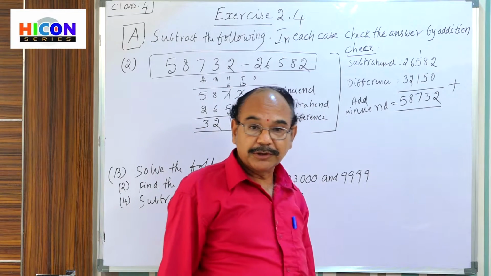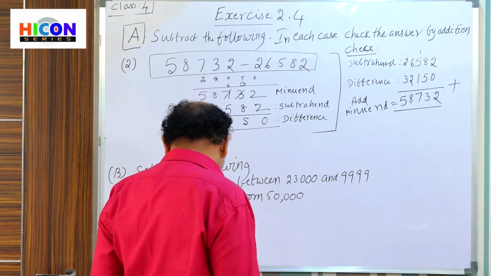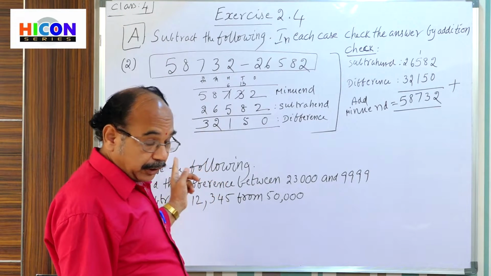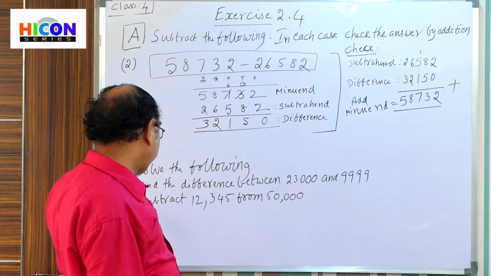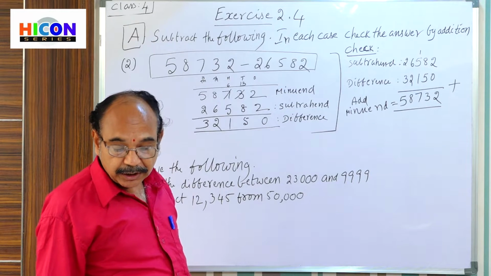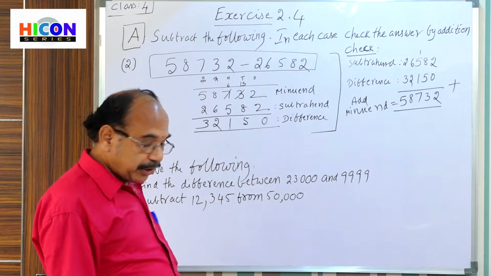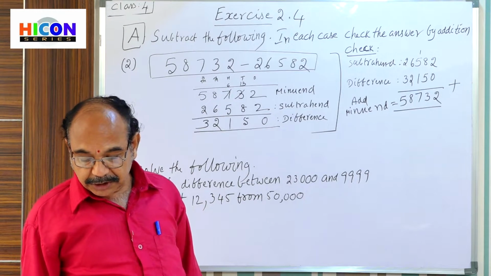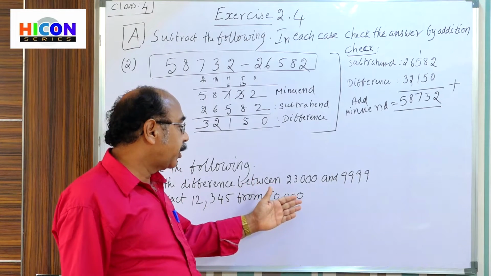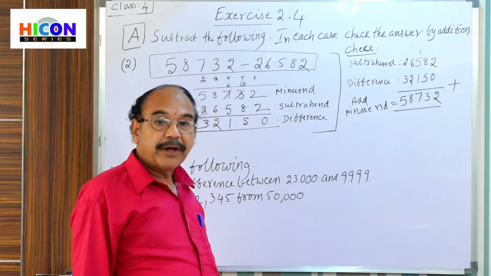Okay. Did you all follow, children? Nice. Now come to solve the following. This is section B. In section B, solve the following. Second question, see. What is the second question? Find the difference between 23,000 and 9,999. How much difference is there between these two? Difference we have to find.